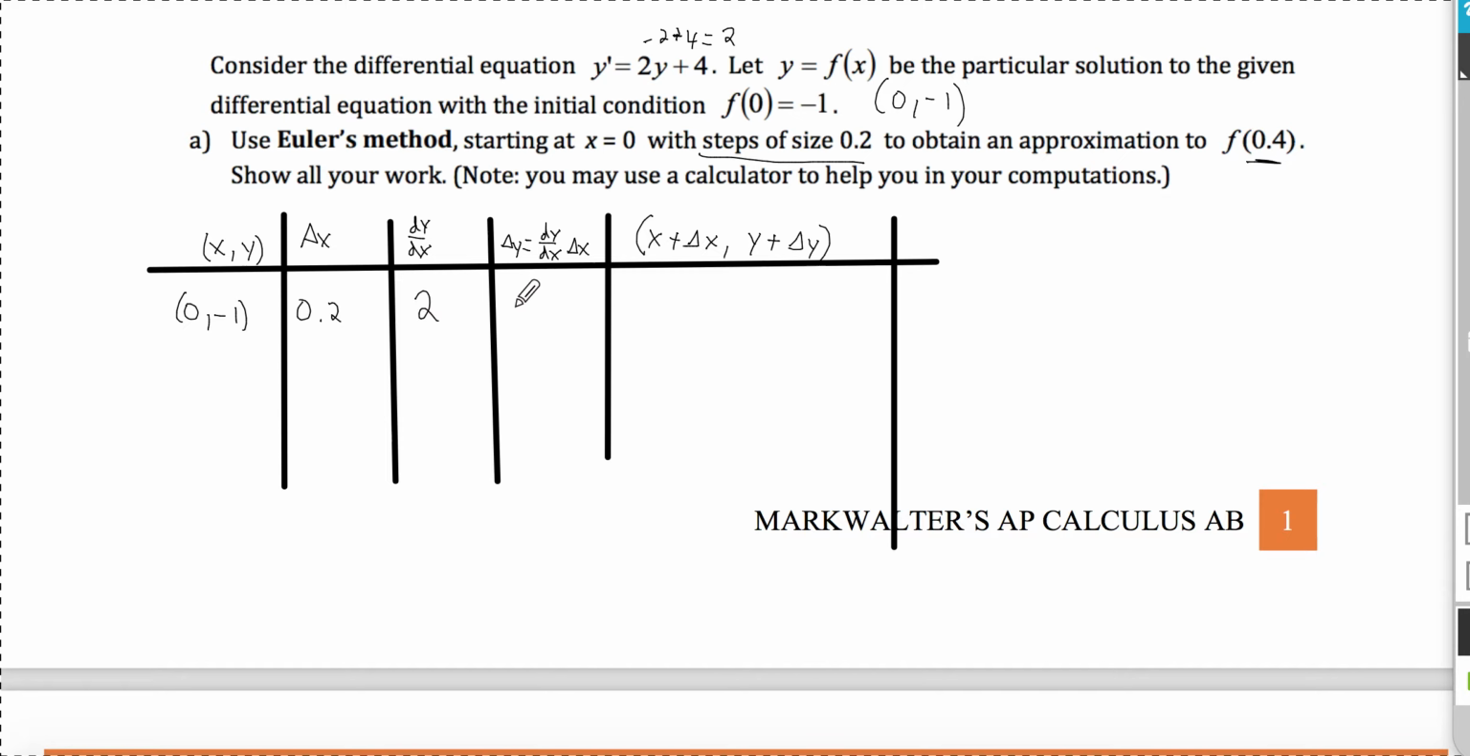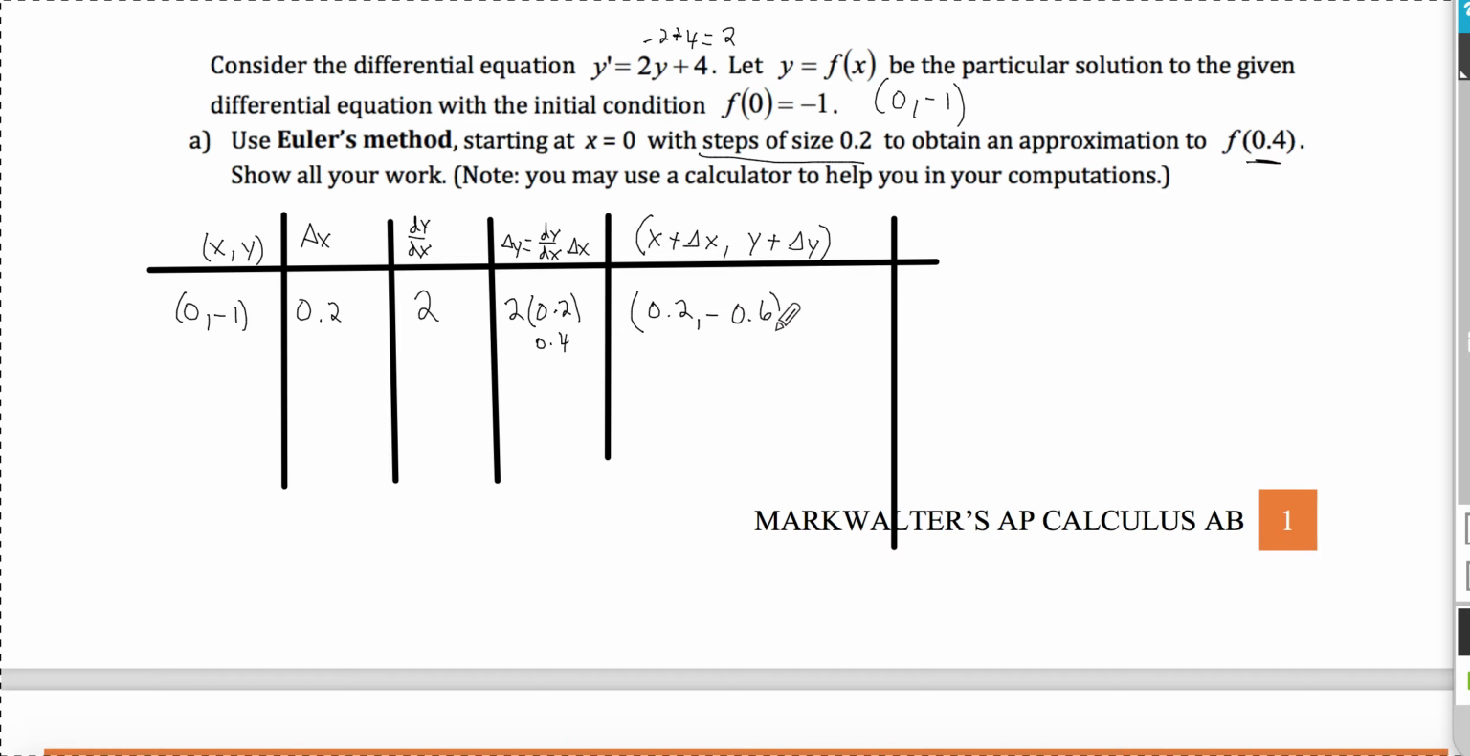There we go, +2. So what is my delta y? It's going to be 2 times, that's my slope, times how far I moved over, which is 0.2, which is going to give us 0.4. That's my delta y. So what's my new point? I take x, so that's 0, plus delta x, so that'd be 0.2. My new x value is 0.2. I take -1, I add 0.4, will give me my new y value, so that'll be -0.6. So I've done one of my steps.